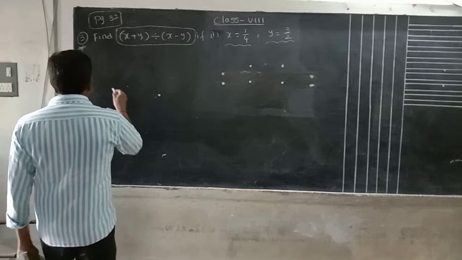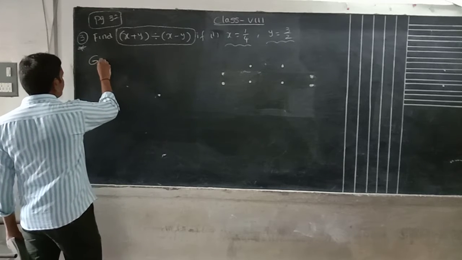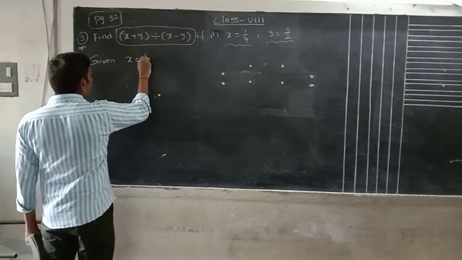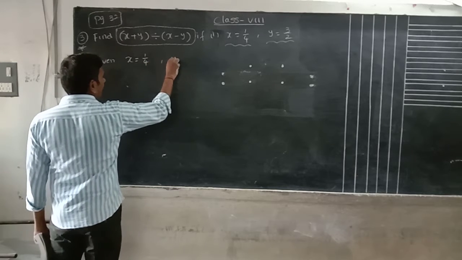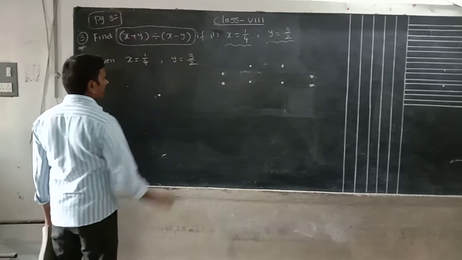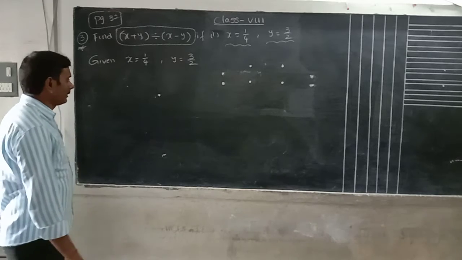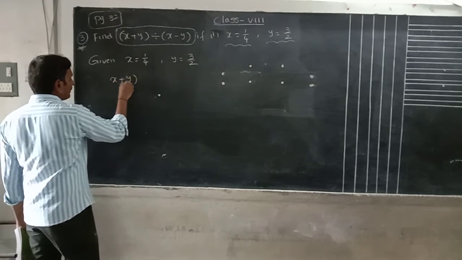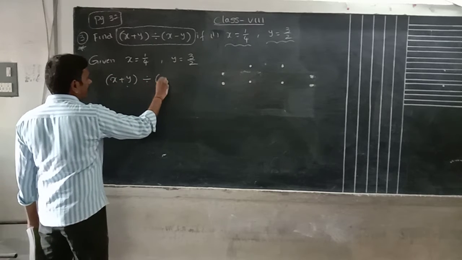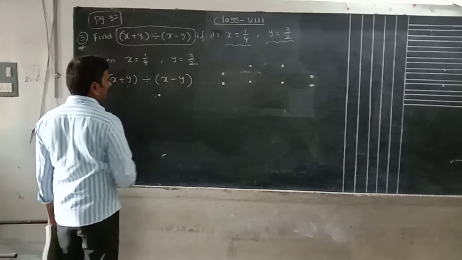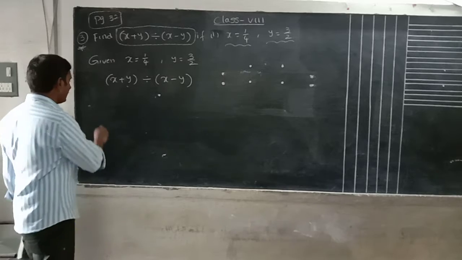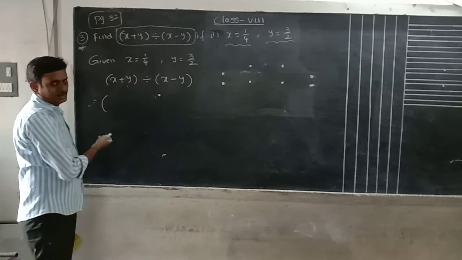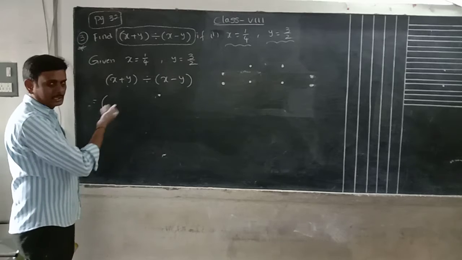Now we will replace here. Given x equal to 1 by 4, y equal to 3 by 2. What is the given statement? x plus y divided by x minus y. Replace the values. Both are positive only, so we can use them directly.